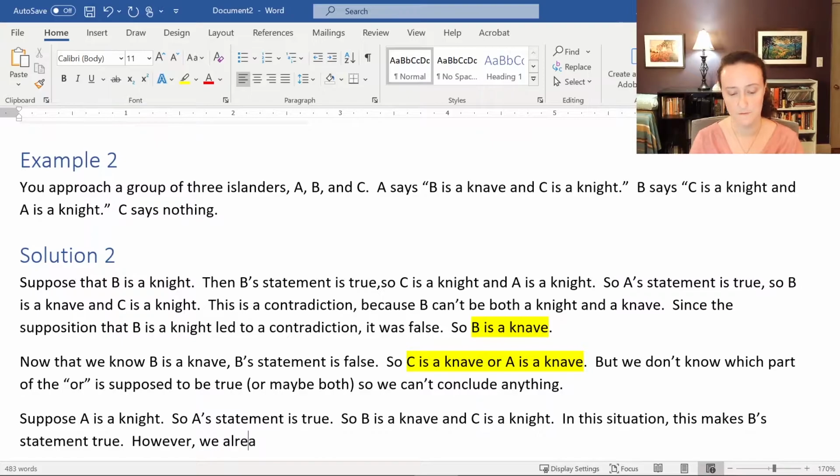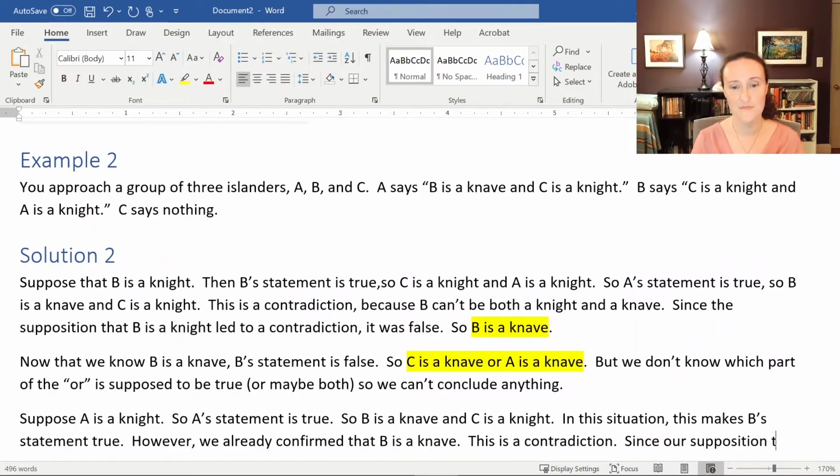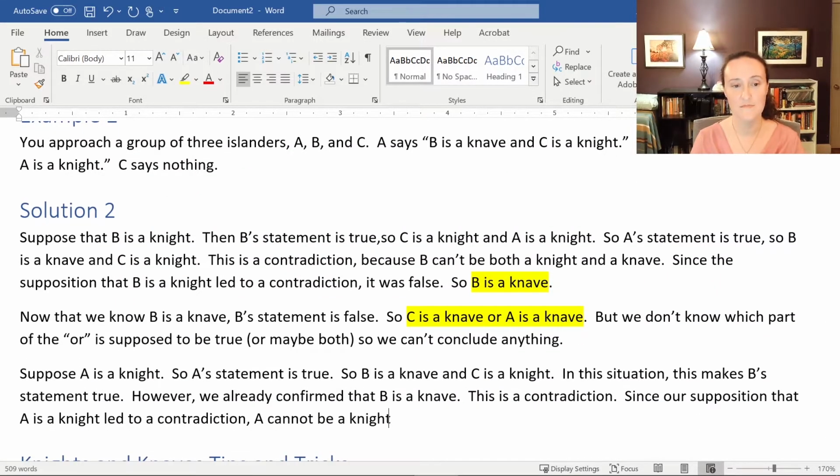However, we already confirmed that B is a knave. So this is a contradiction. It's a contradiction with the already confirmed reality that B is a knave. So A is a knave, and that is definite information. Okay, so we know that A is a knave and B is a knave. Well, how are we going to figure out what C is?